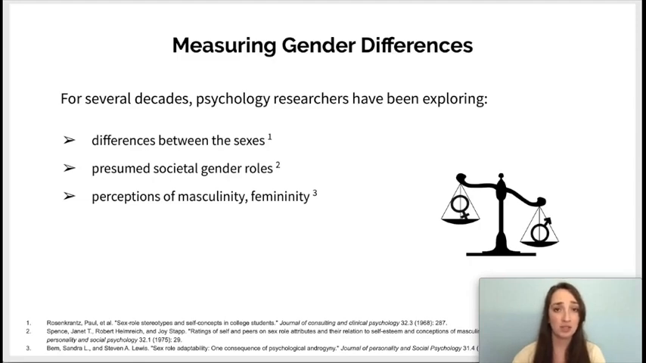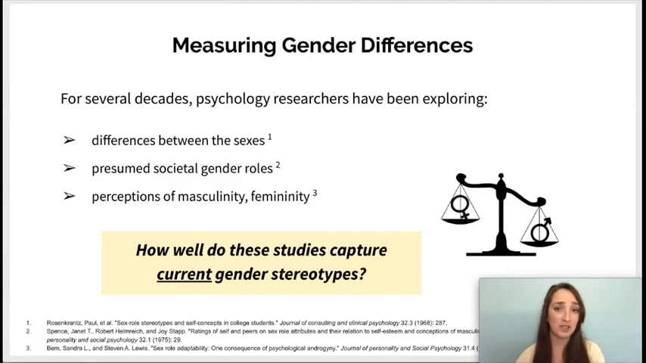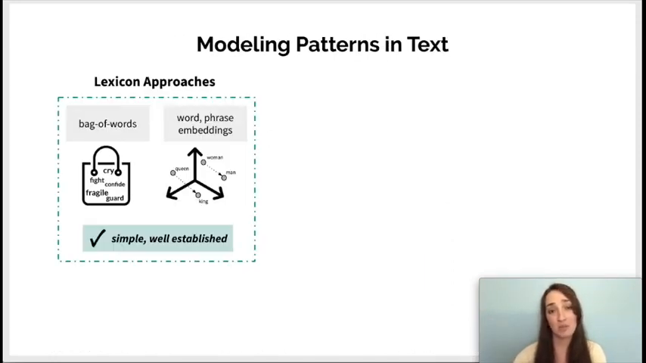There's been a lot of research done in detecting gender differences. There have been psychologists that have looked into the differences between the sexes, how these differences perpetuate gender roles in society, and how these gender roles impact our perceptions of masculinity and femininity. So we'd like to know if these previous studies still are pertinent to society today in recent perceptions of gender stereotypes.